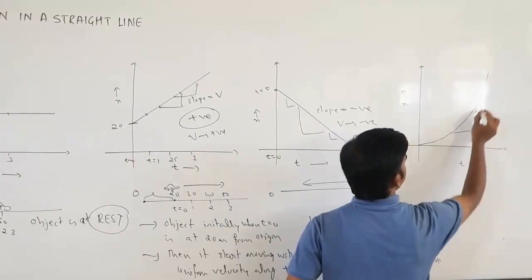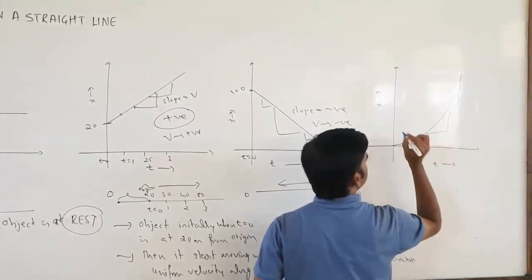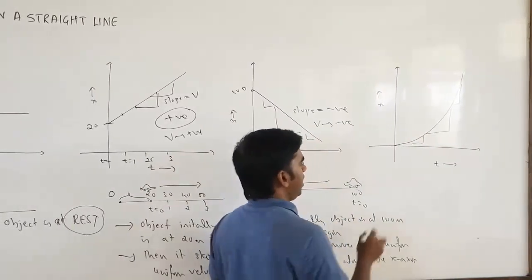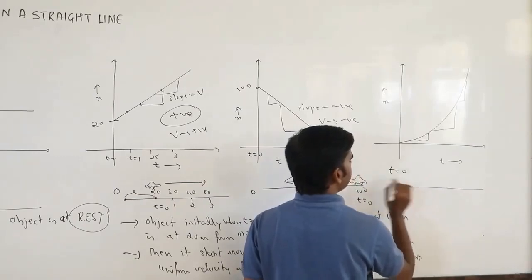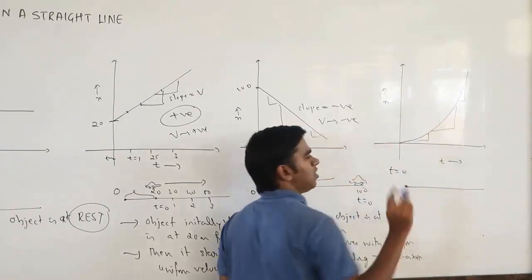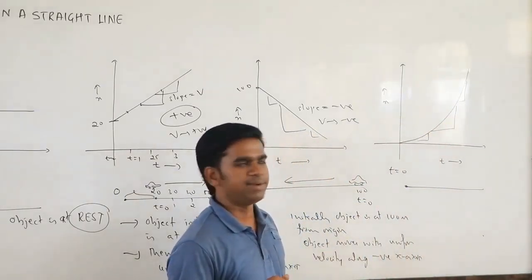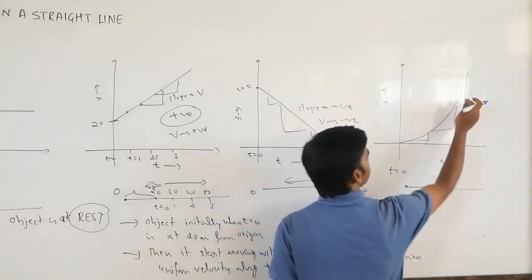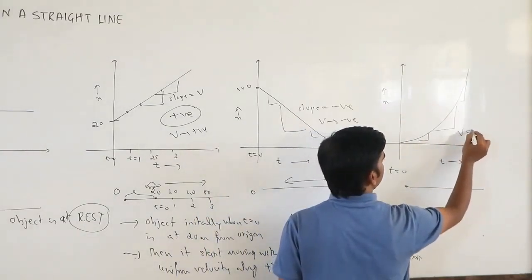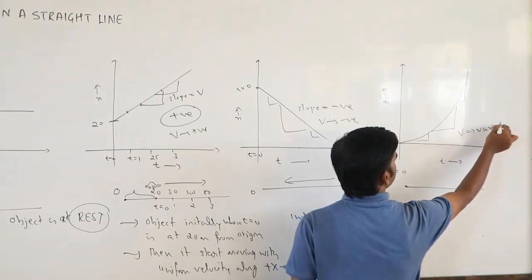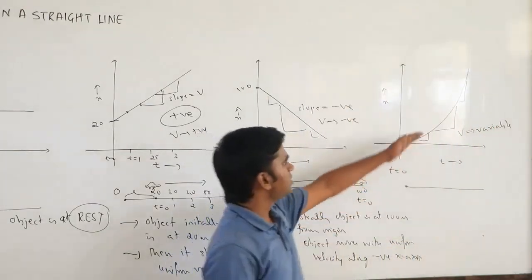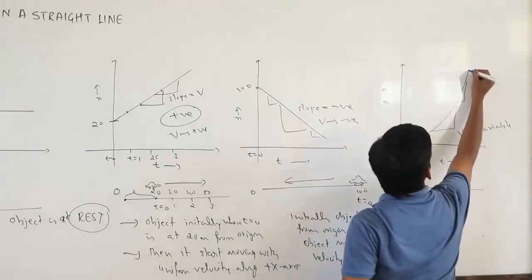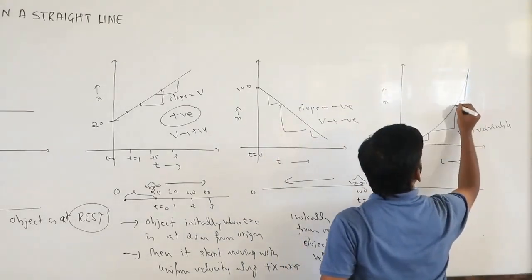Okay, so if I come to this graph, what is happening here? The slope is positive, no problem, and when t equals 0, the object is here only, at the origin. But the slope is not the same. The slope is not equal everywhere. The slope is different, so the velocity is variable. In fact, the velocity is increasing. Here its slope is more, and here it is less.